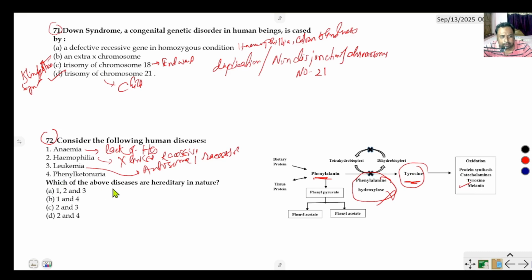So which of the above diseases is hereditary in nature? Hemophilia and leukemia both are hereditary in nature. D is 2 and 3. So C is the correct option.